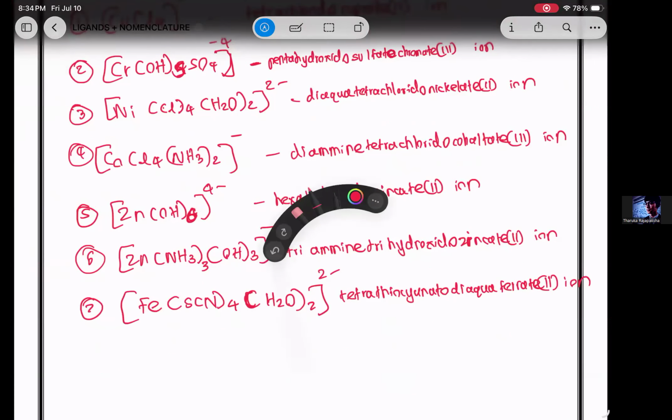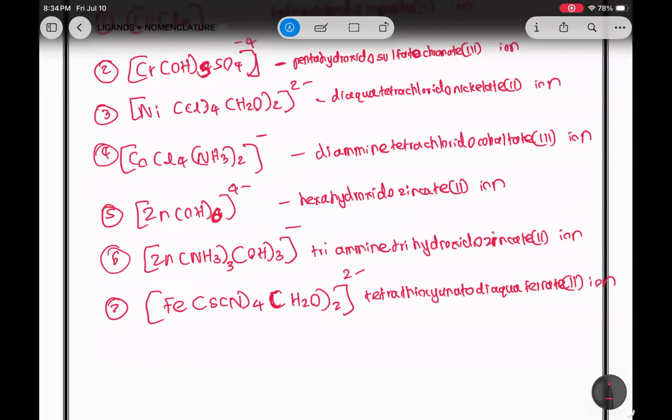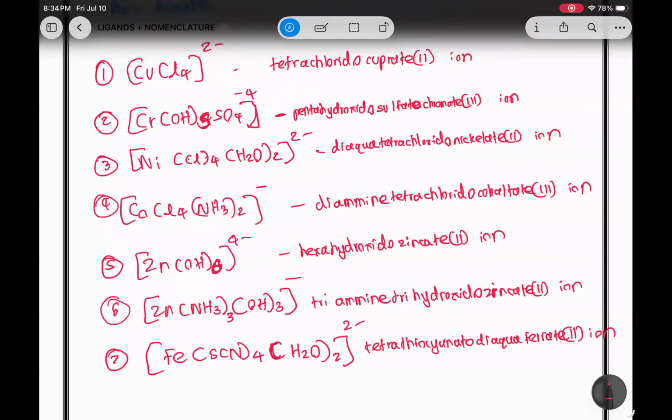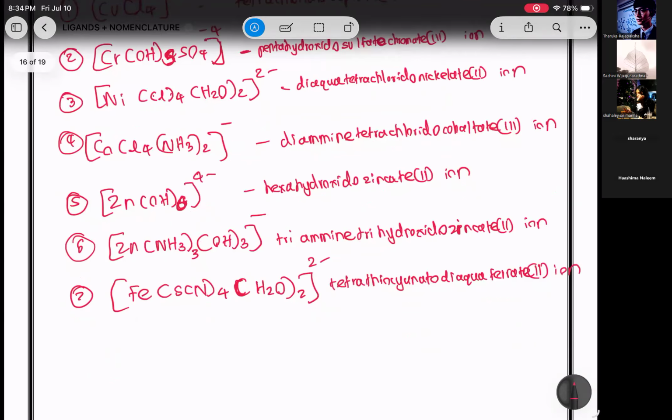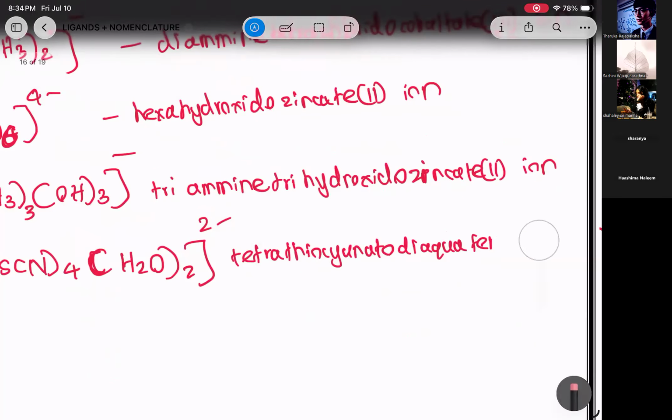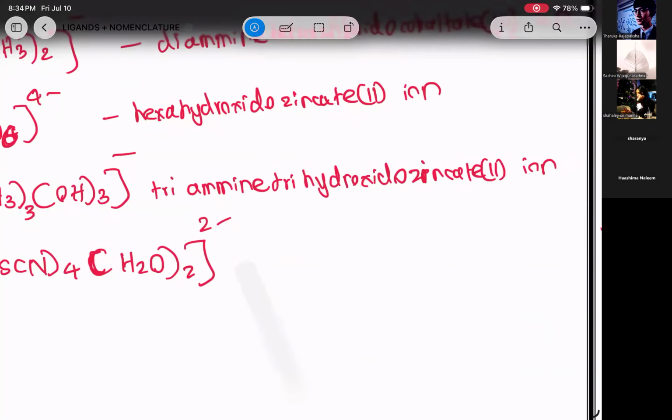Tetrathiocyaneto diaqua ferrate 2. Yeah, I have changed the question. Now it's strike. Seventh one, aqua comes first, of course. I just checked whether you will notice it. You are good. Hurry.